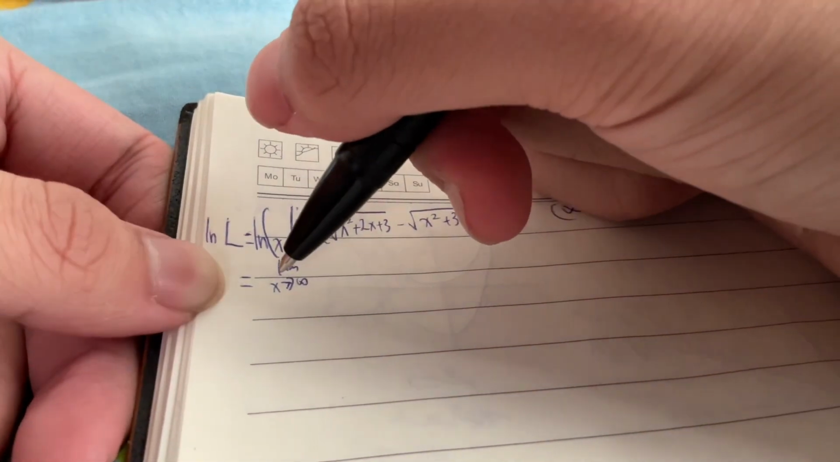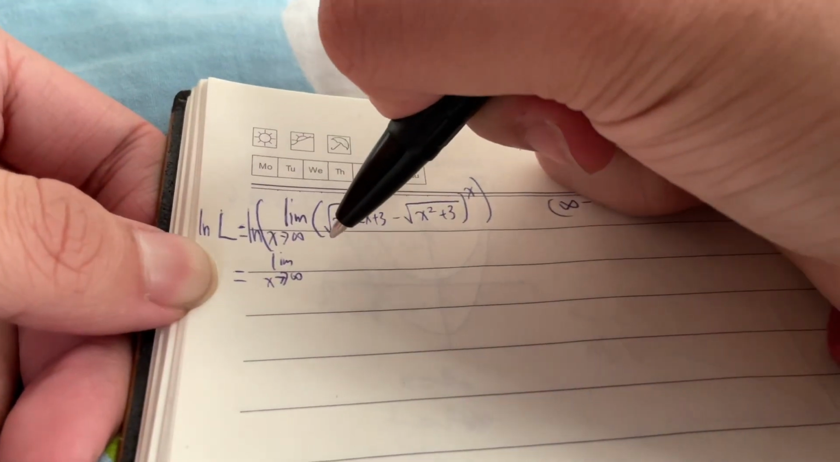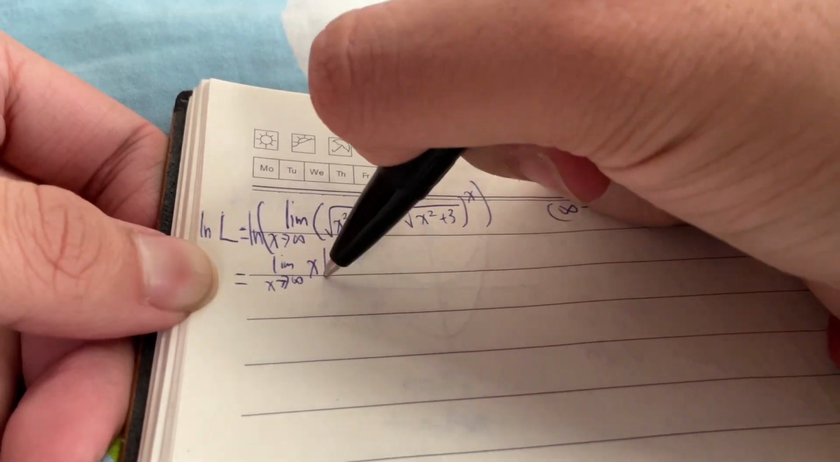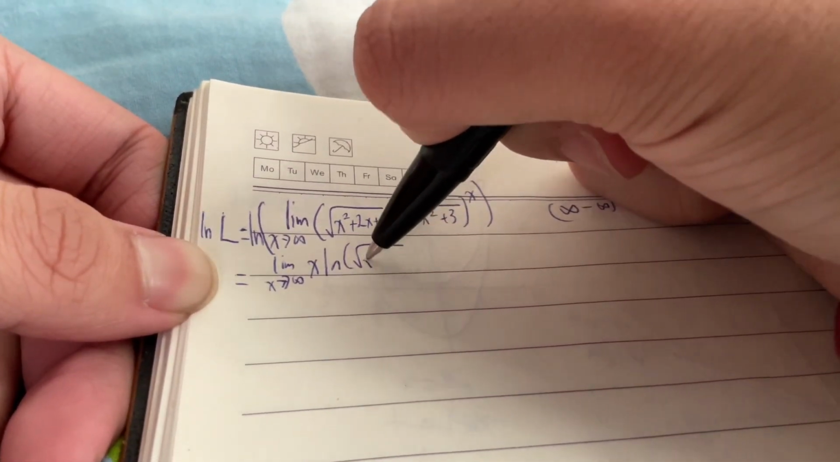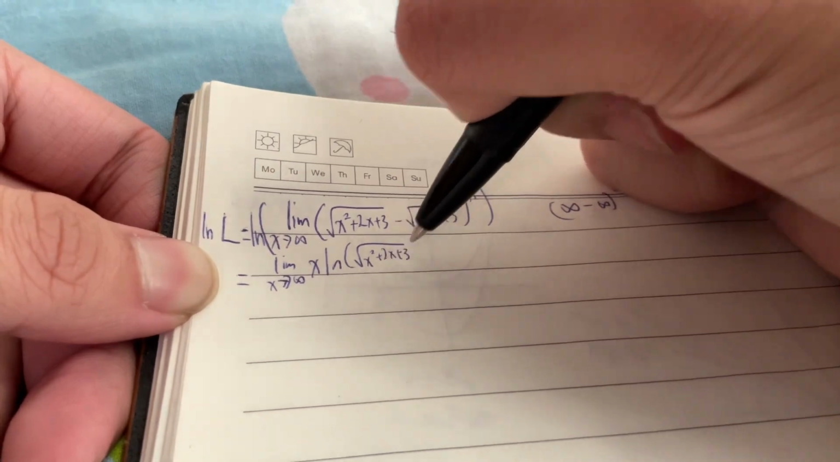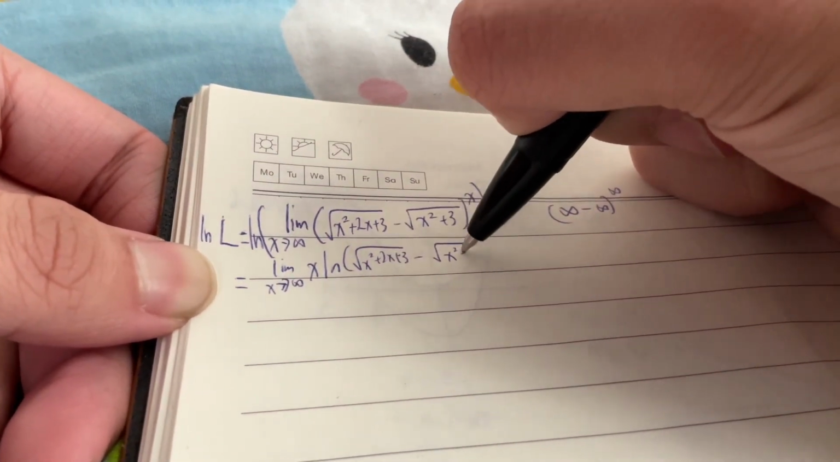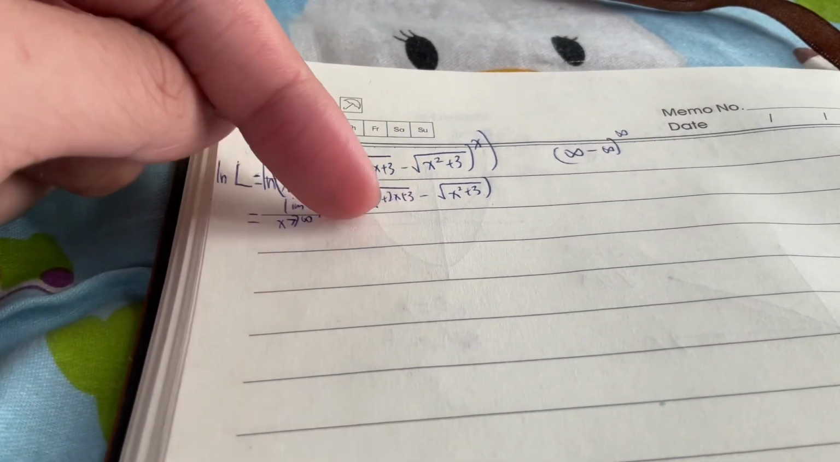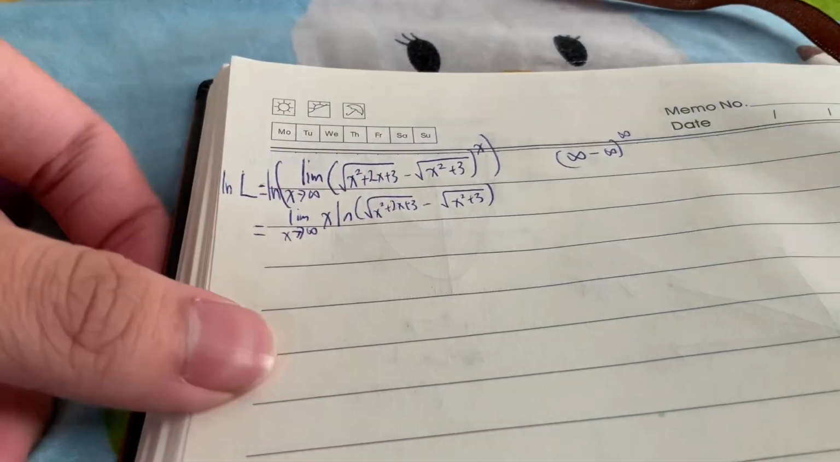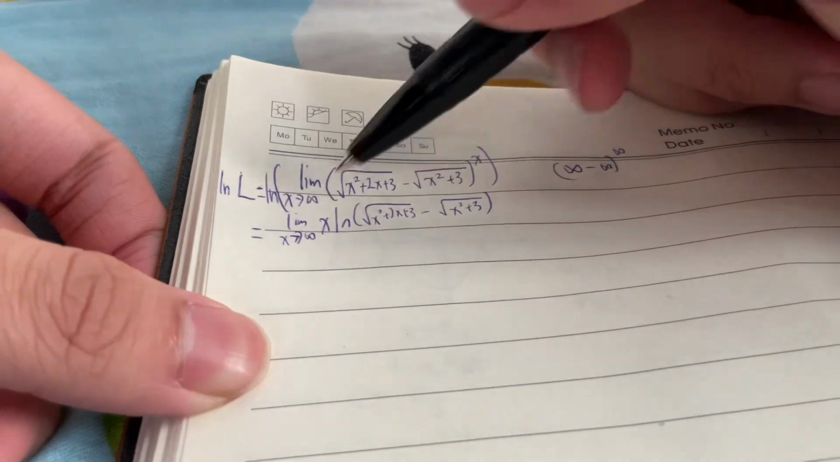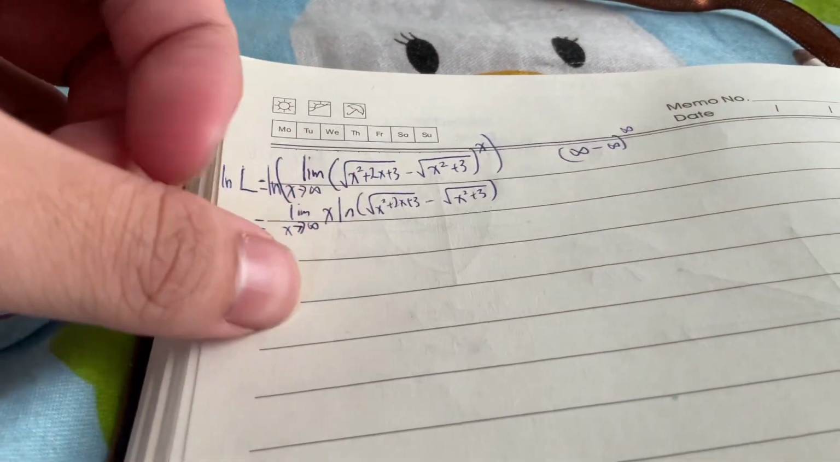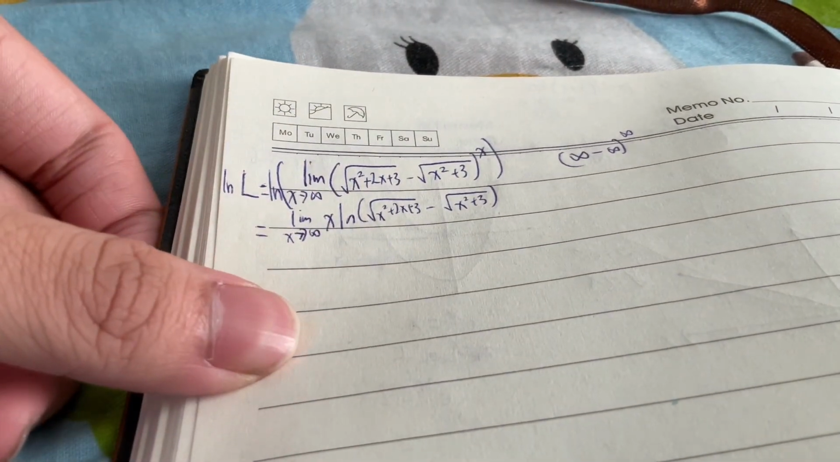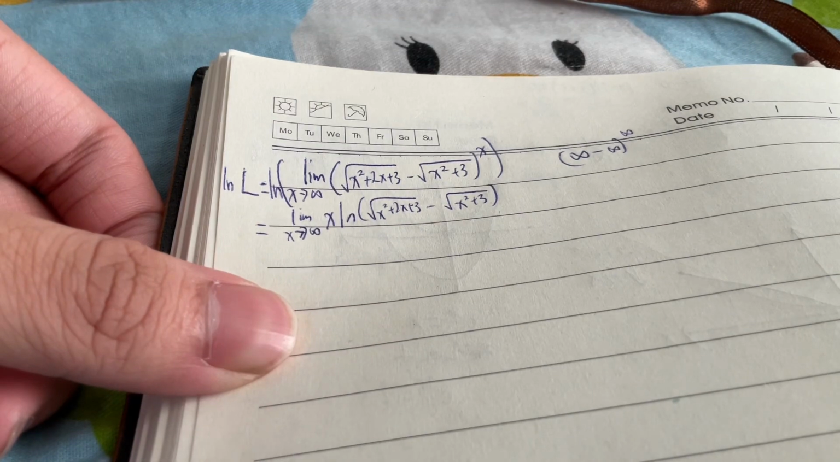So you get the limit as x approaches infinity of x times ln of square root of x squared plus 2x plus 3 minus square root of x squared plus 3. Because this is already indeterminate, if you put in infinity, it's still an indeterminate form. So how can we do that? We're gonna use L'Hospital's rule.